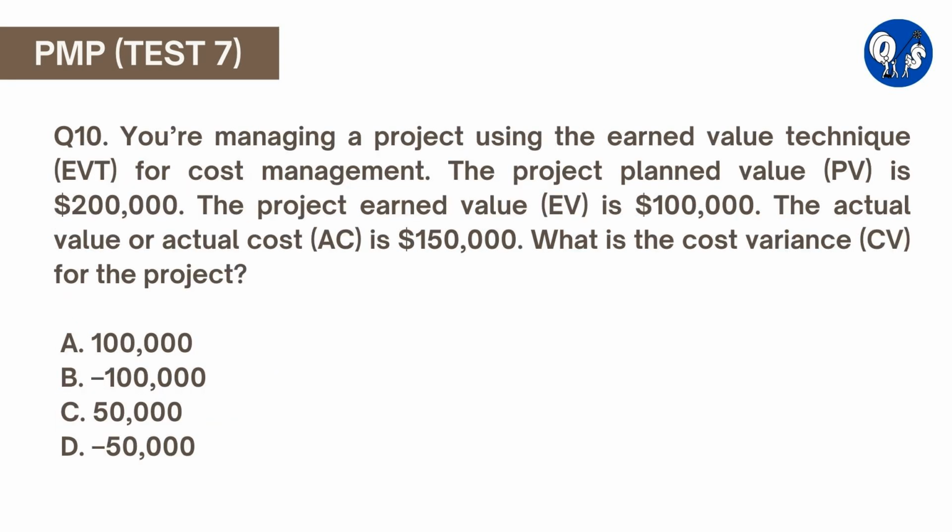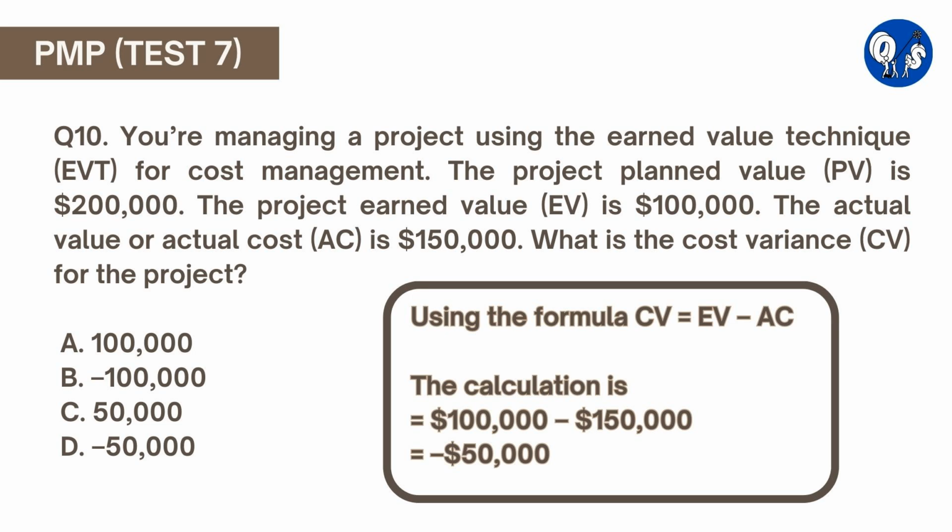Question number 10. You are managing a project using the earned value technique for cost management. The project planned value is $200,000. The project earned value is $100,000. The actual value is $150,000. What is the cost variance for the project? Here option D is correct. Cost variance is calculated by subtracting the actual cost from the earned value. In this example, the actual cost is $150,000 and the earned value is $100,000.